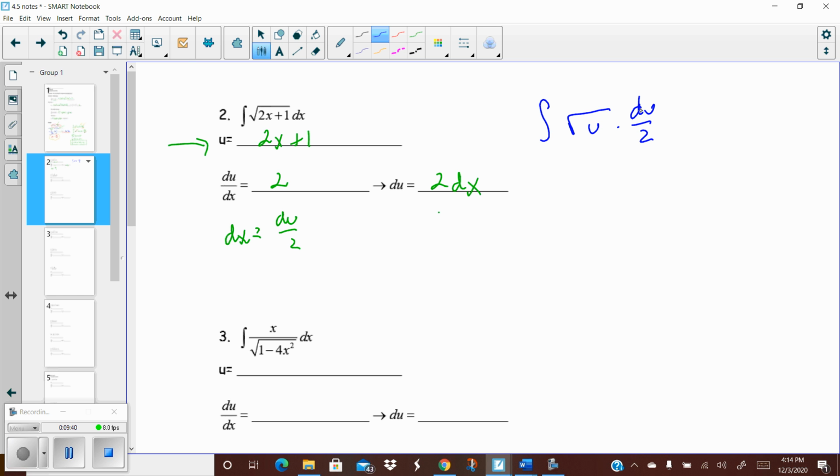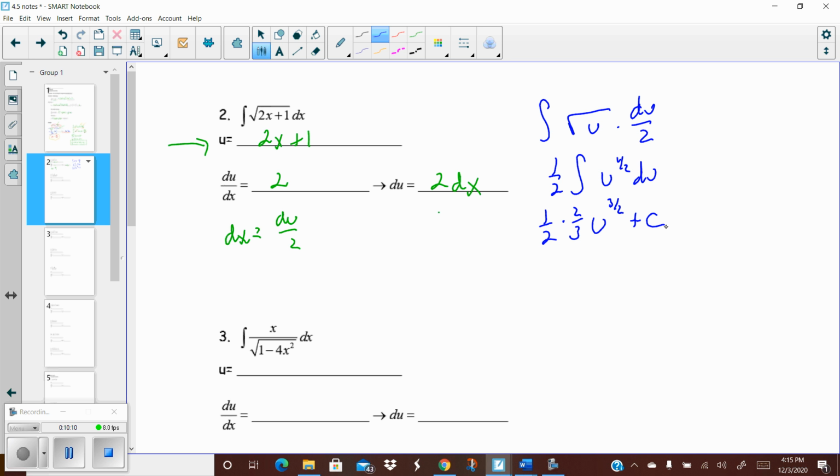Okay, I'm going to rewrite it just to make it a little easier to take the antiderivative. I'll pull that 1/2 out to the front because it's a constant. And I'm going to change the square root of u to u to the 1/2 because that is something I can take an antiderivative of. So then we'll get 1/2. U to the 1/2 antiderivative is u to the 3/2. Dividing by 3/2 is multiplying by 2/3, so I'll put a 2/3 out in front. And don't forget, plus c.